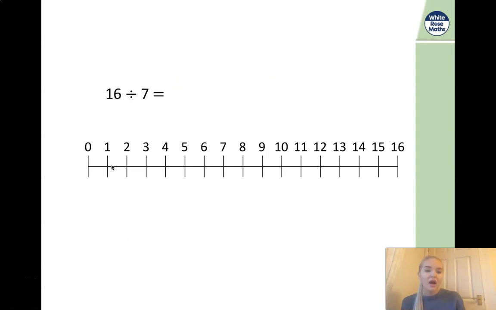Super. I would like you to pause the video and have a go at answering this one first. Pause the video here and off you go. Okay, so we know we are starting at the number 16 because that is our whole number. We are going to this time be making jumps of 7. So we can make our first jump of 7, landing at the number 9.